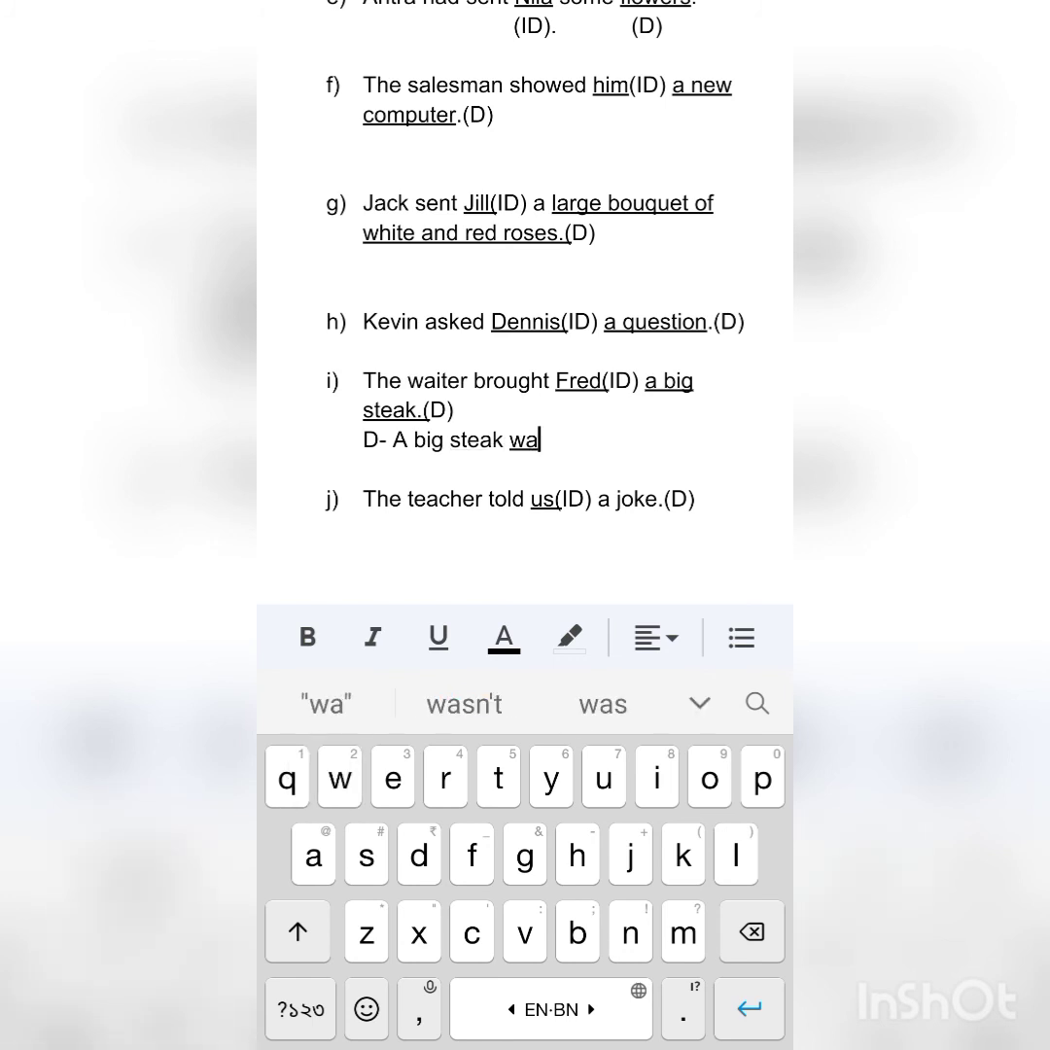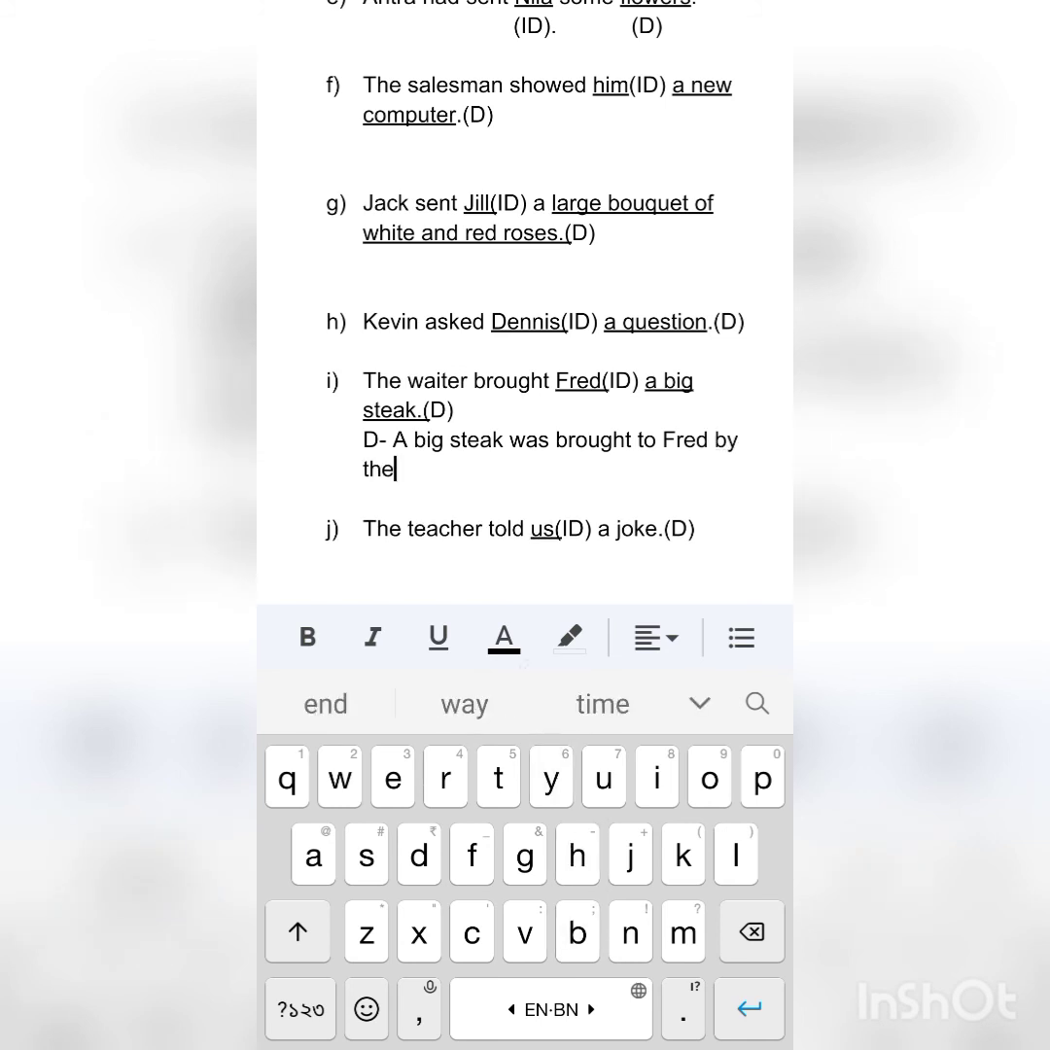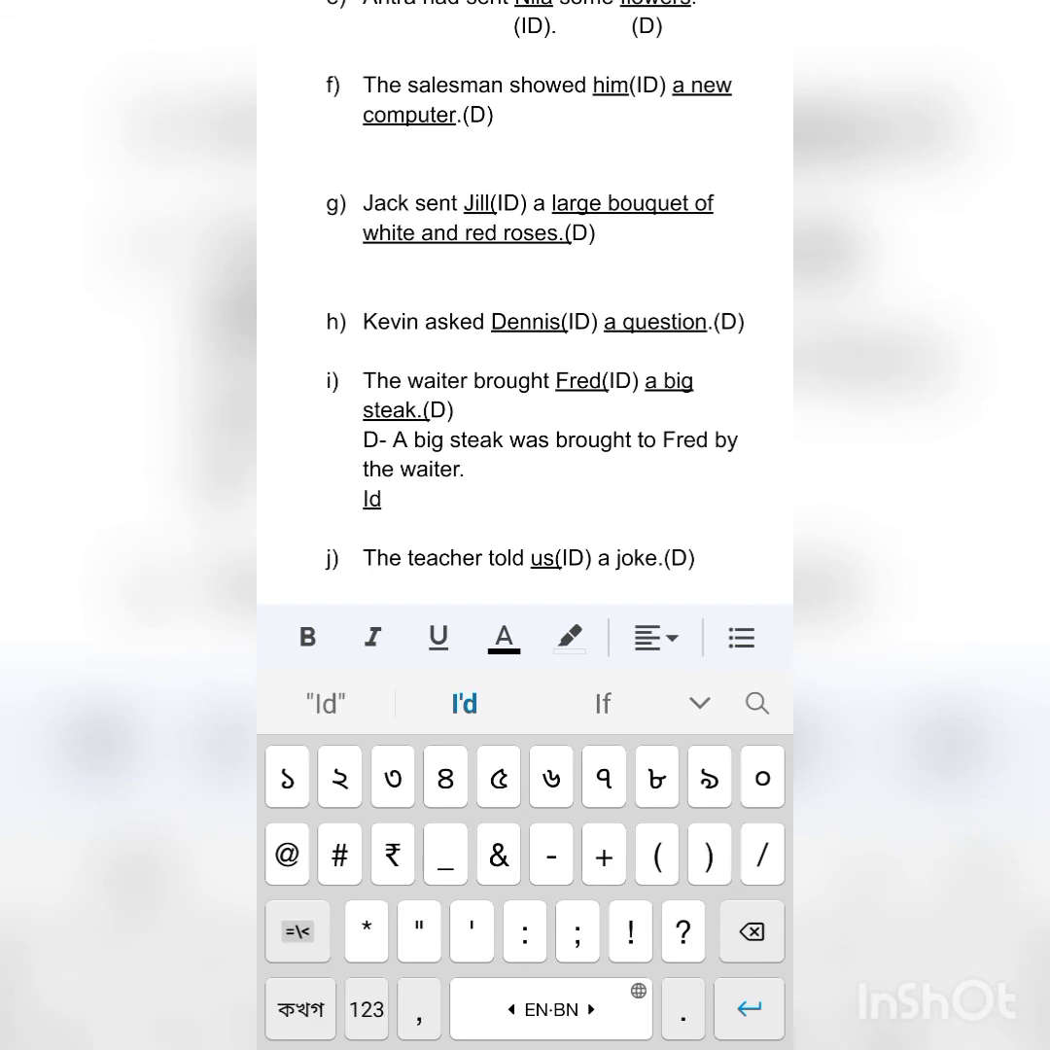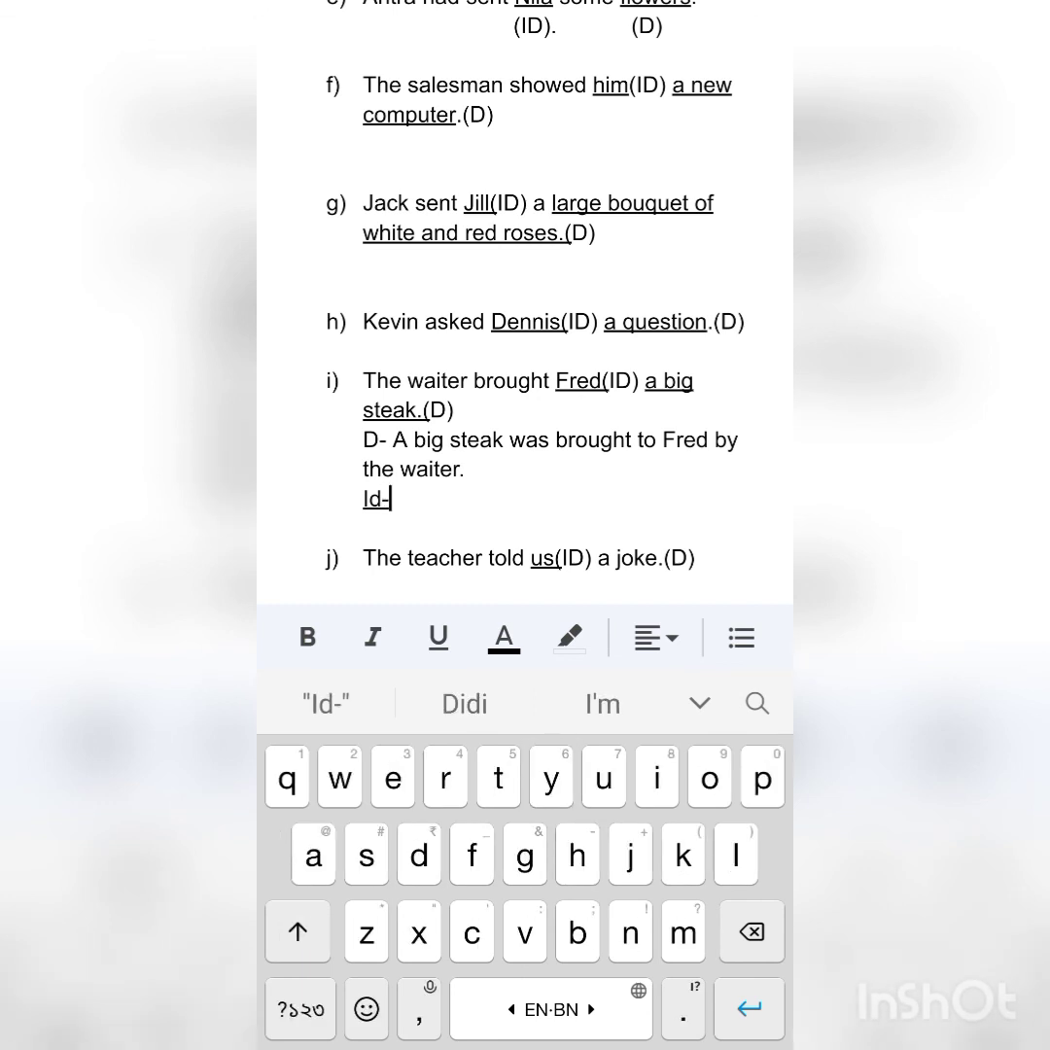was brought to Fred. Again, see, indirect object here, again we are using to. Similarly, a big steak was brought to Fred by the waiter, by the waiter, right? So that's your direct object. And if we follow the indirect object, Fred is obviously the indirect object here, right? For whom did the waiter bring the steak? For whom? Fred. So Fred is the indirect object there.